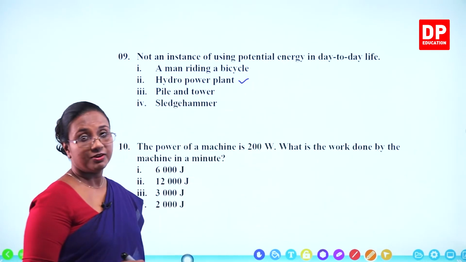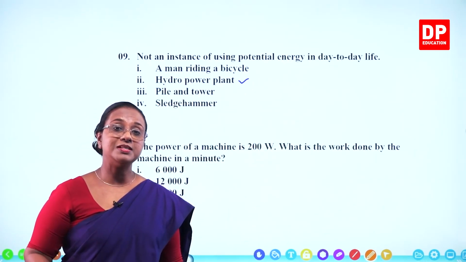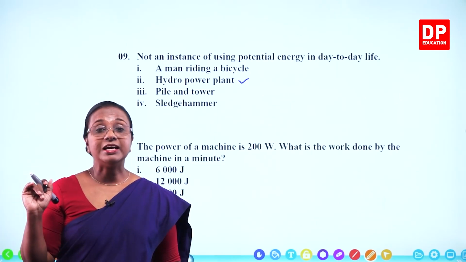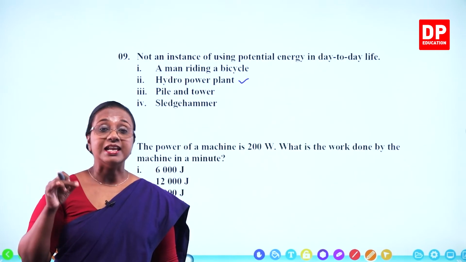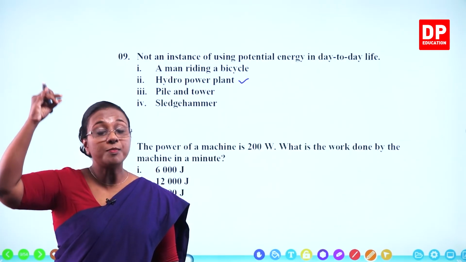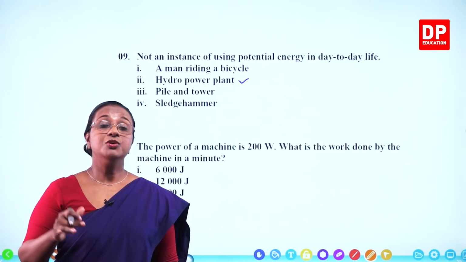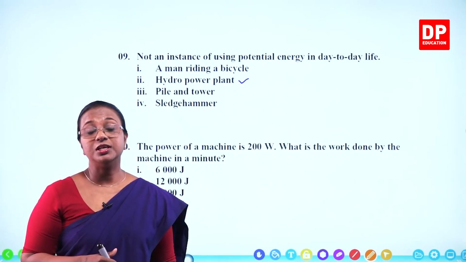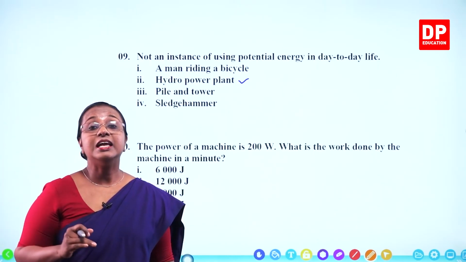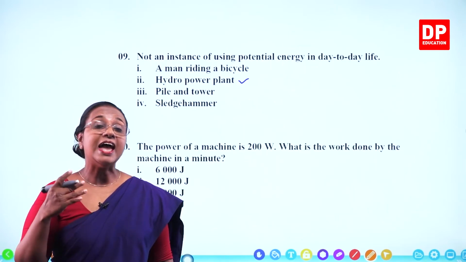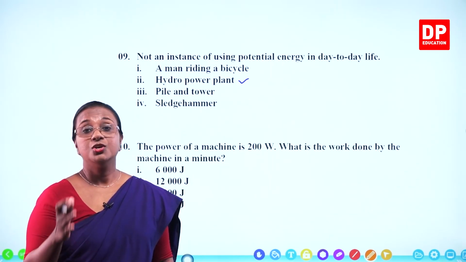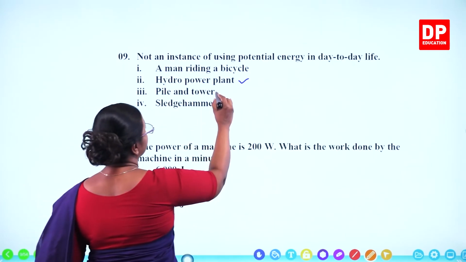Then pile and tower. You can remember that. What happens? There is the tower connected to the particular vehicle, the piling machine, and then you have the pile that is lifted up, and then from that height it is dropped down so that it will go deep into the soil. So there again you lift it to a height so that it can gain potential energy, and that potential energy can be converted to kinetic energy. So there we use potential energy.